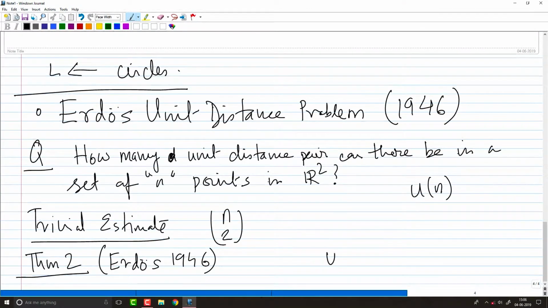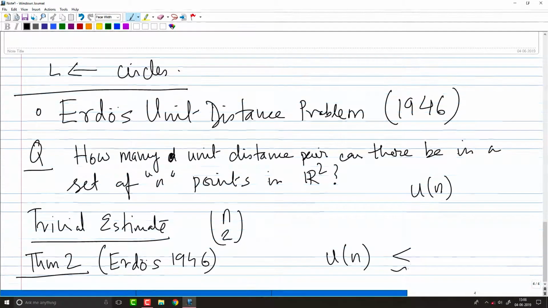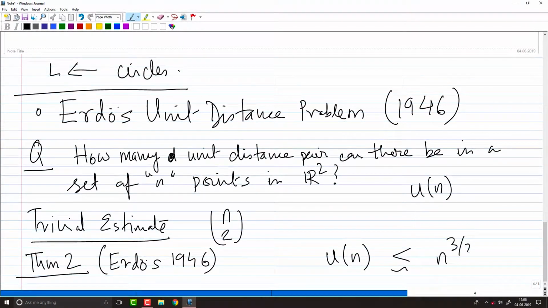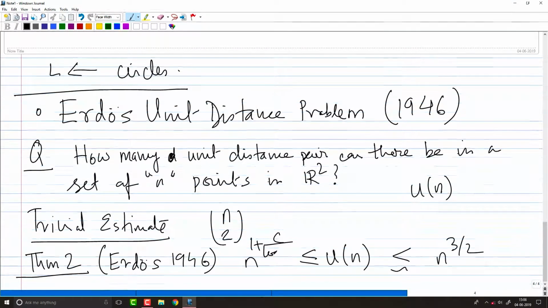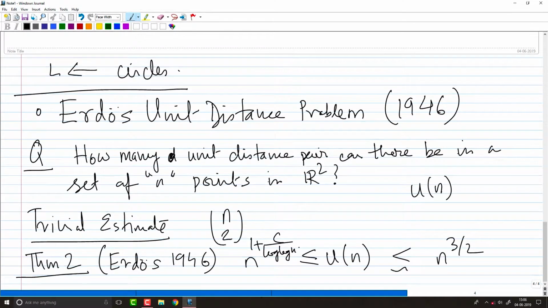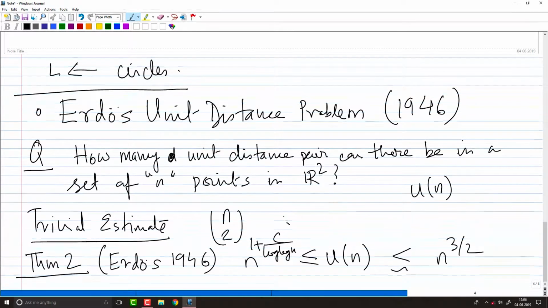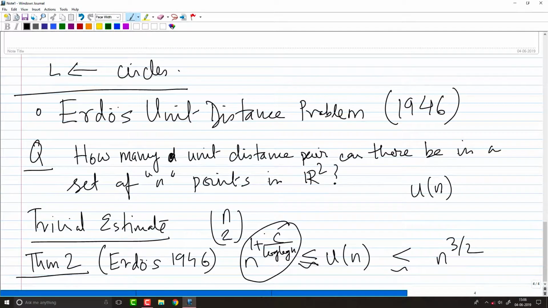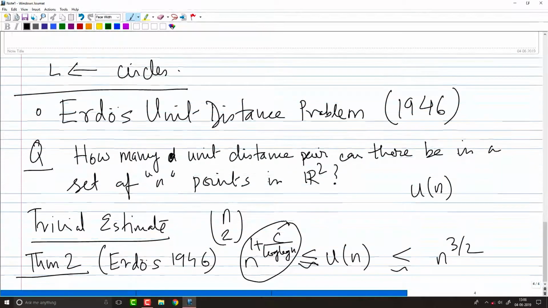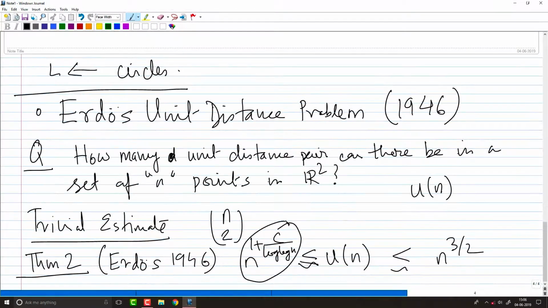Un is, given n points, the number of unit distance pairs you can get. So he put the following estimate. He proved that un is, up to a constant, less than or equal to n to the power 3 by 2, and greater than or equal to n to the power 1 plus c by log n. So given any n points in the plane, you will get at least, up to an order constant, these many unit distance pairs.